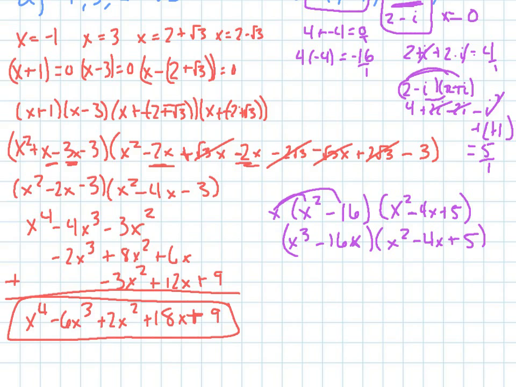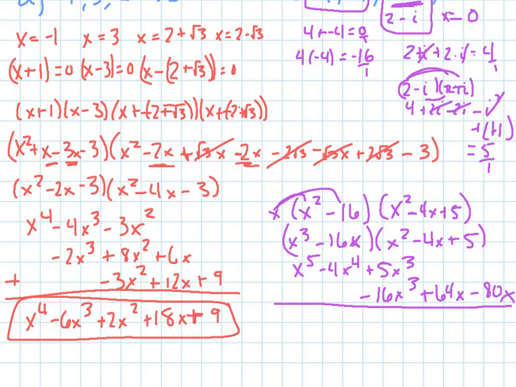So x cubed times x squared is x to the 5th. Then I get negative 4x to the 4th. Then I get 5x cubed. Then I get negative 16x cubed. And then positive 64x minus 80x. Okay? And then I put them all together, x to the 5th, minus 4x to the 4th, minus 11x cubed, plus 64x squared, minus 80x. And then that would be my polynomial.